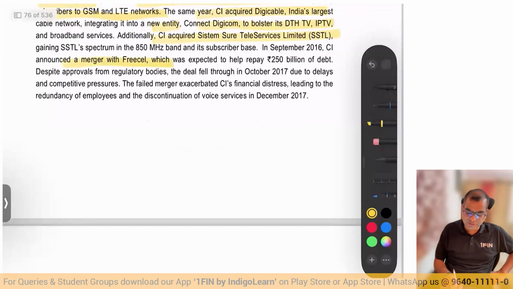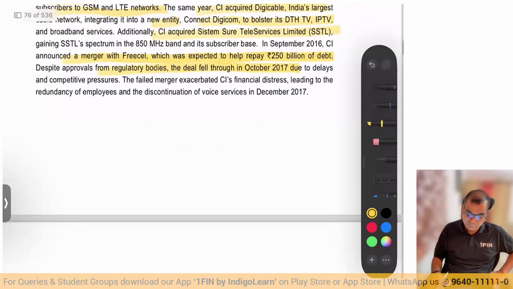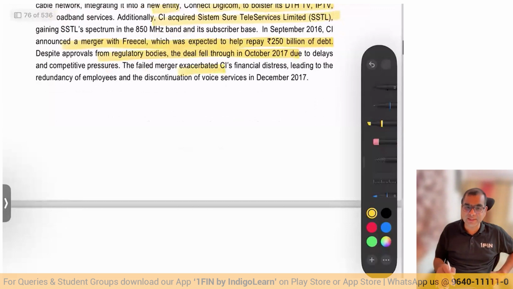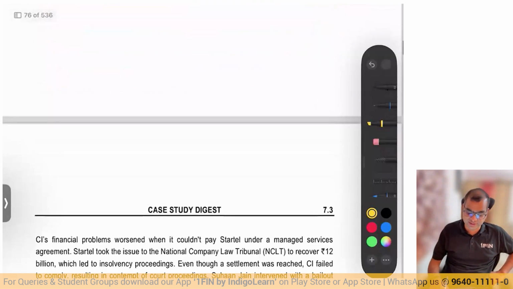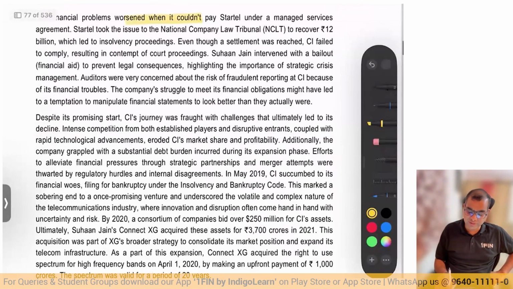CI announced a merger with FreeCell, expected to help repay $250 billion of debt. Despite approvals, the deal fell through, meaning the deal did not happen. When you say deal fell through, it means the deal did not go through. The failed merger exacerbated, meaning worsened or further deteriorated, the financial distress, leading to redundancy of employees and discontinuation of voice services. Their problems worsened when they couldn't pay Startel under a managed service agreement. Startel took them to NCLT to recover 12 billion, which led to insolvency proceedings.